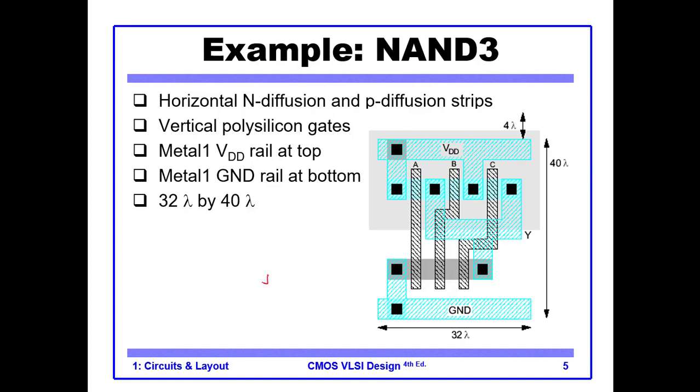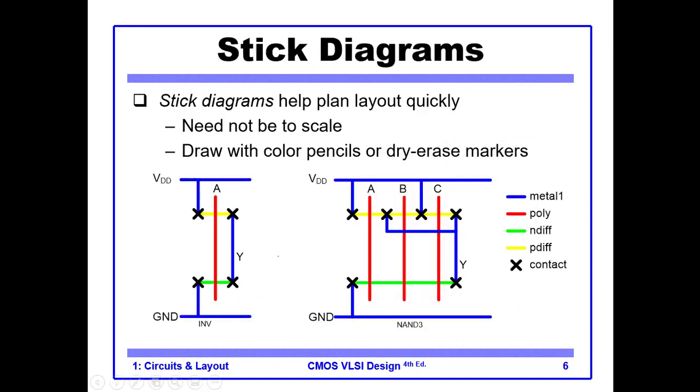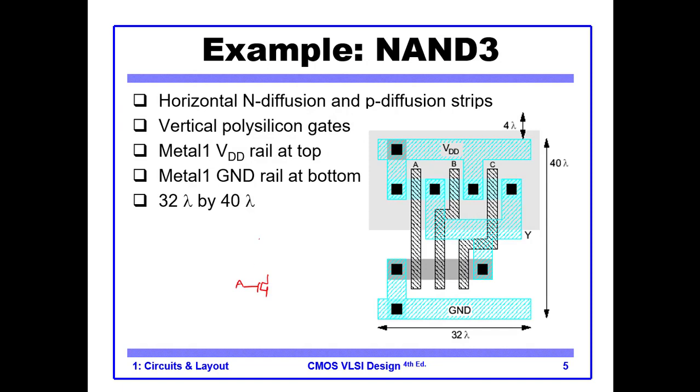We have 3 transistors, A, B, let me make it a little bit more separated, split out from each other. So this is our transistor B, and this is our transistor C, and we have here our ground. So we have 3 transistors in series.